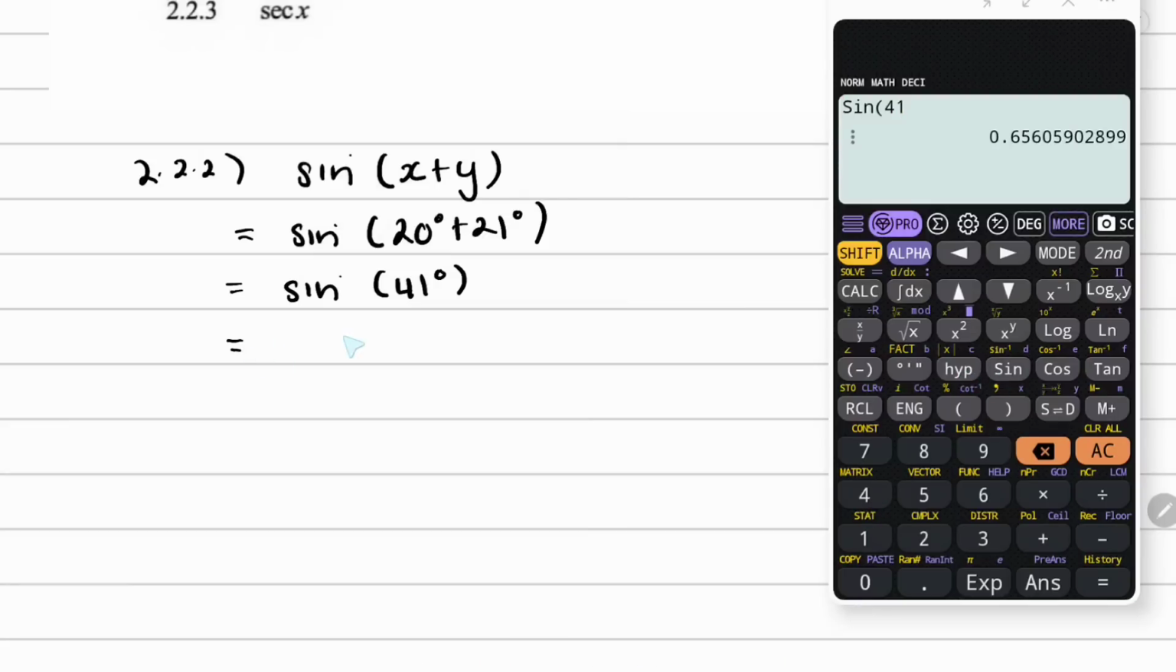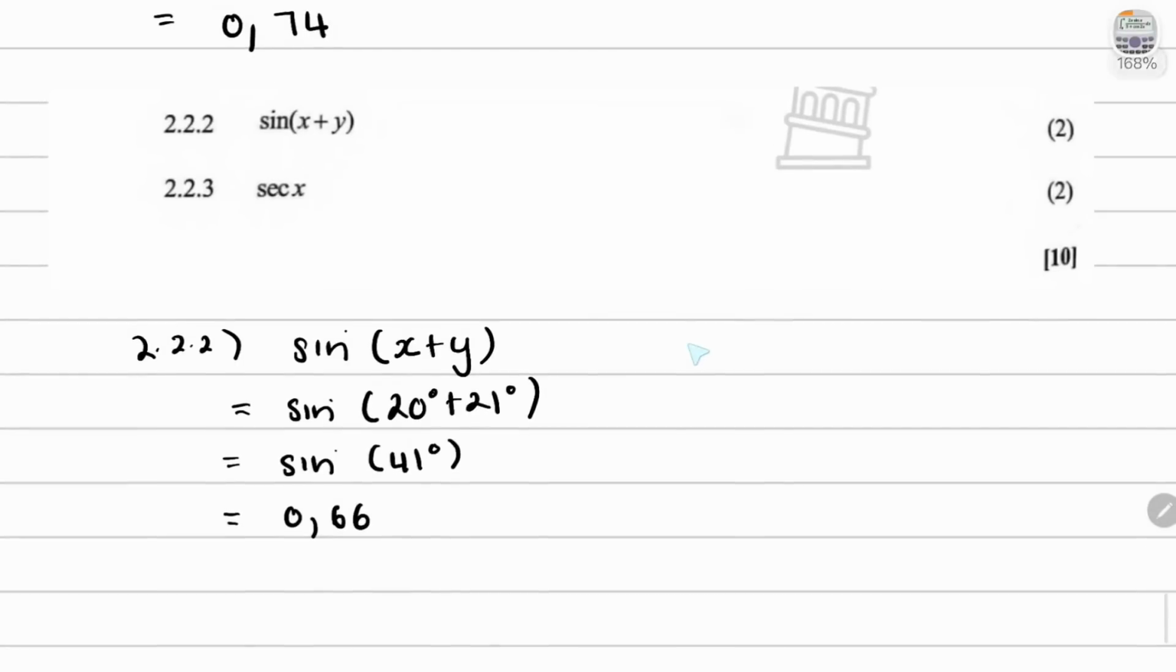So that is going to be 0 point. Now, do you see we have 656? 6 is greater than 5, okay? So it's going to round up and add a 1 to that 5, making that 6, 6. And there we go. Okay, and the next one, we're just going to put it there.